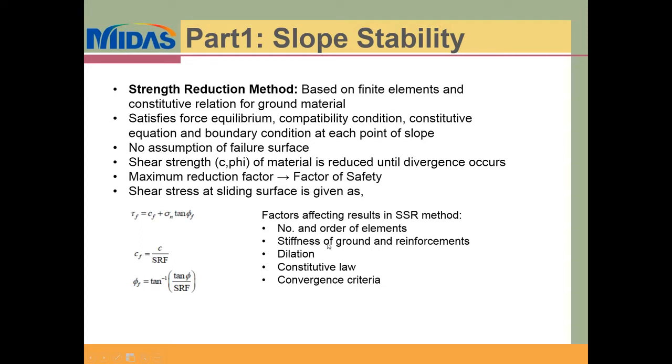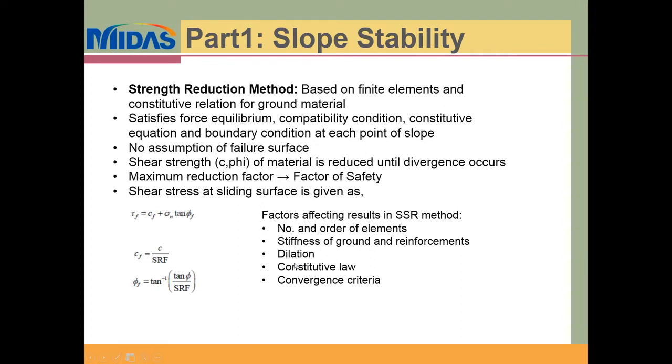Then the stiffness, or the elastic modulus, for the ground and the reinforcements. Depending upon how stiff the ground is and the relative ratio between the ground and the reinforcement, the deformations in the ground will vary. Then the third one is dilation. If you keep a dilation value of 0, then you're making the deformations in the ground very restrictive. But if you keep a dilation higher than 0, and it can't be more than the friction angle, then you will experience a higher magnitude of deformations. So you will have to check this parameter as well.